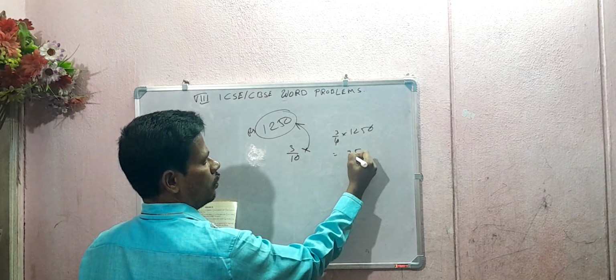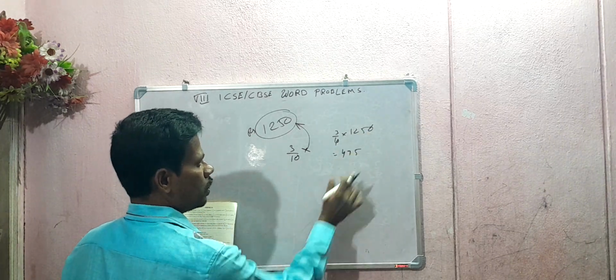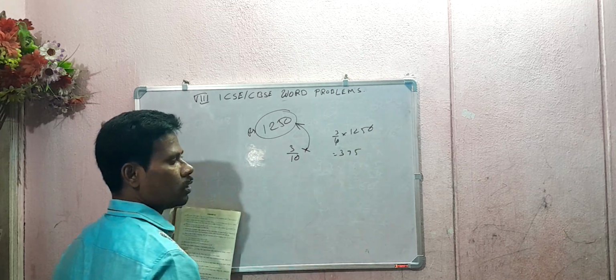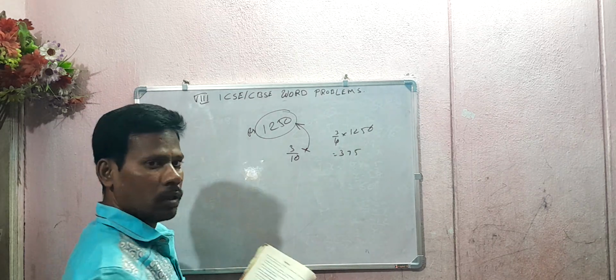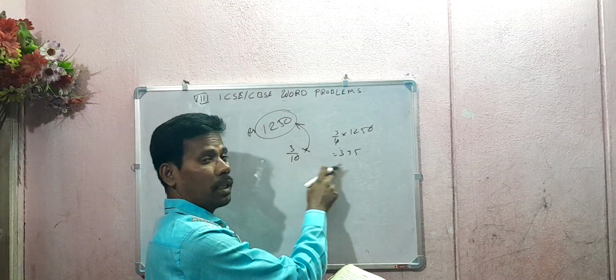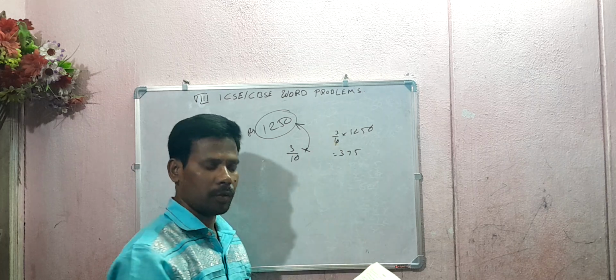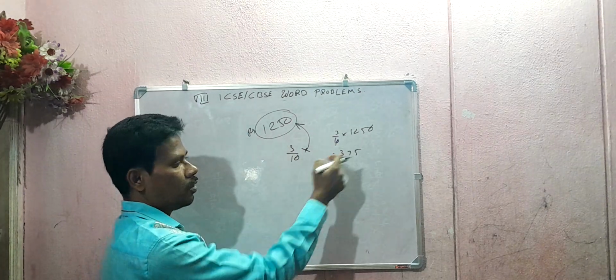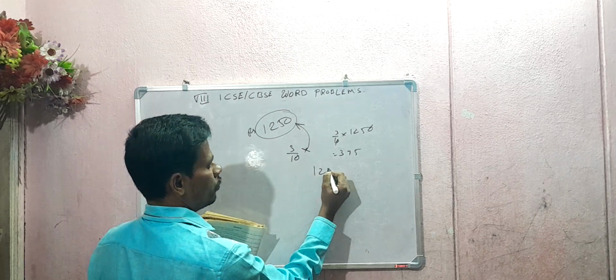Multiply. 375. 125 into 3. So that means he has paid 3 by 10th of this much, he has paid this much. So remaining will be what? Tell me. Total is 1,250. Remaining will be 1,250 minus 375.